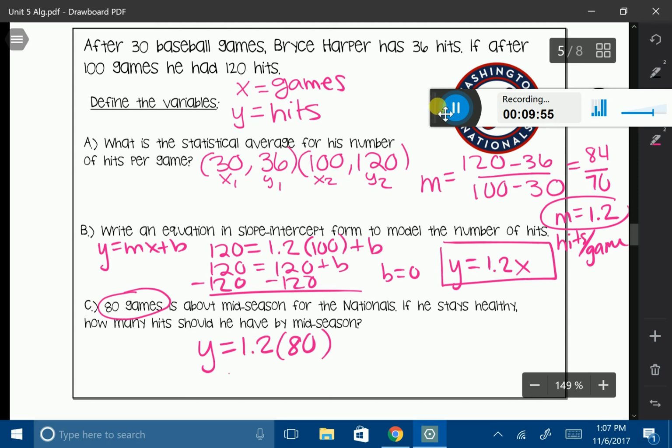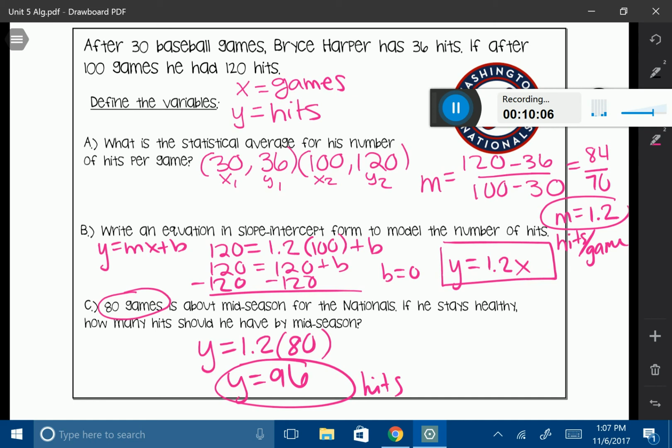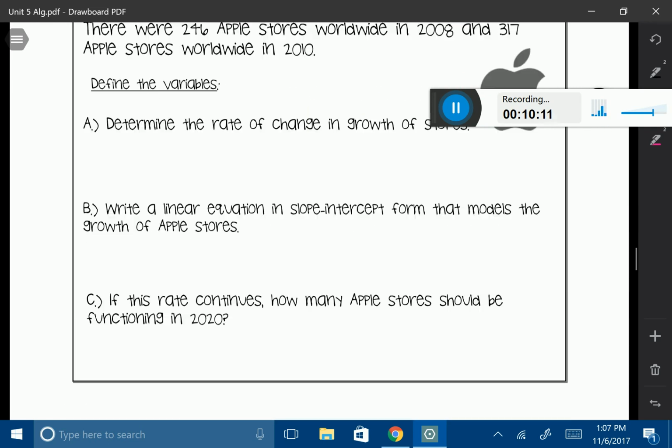And that will give us 96. So he should have 96 hits by mid-season if he stays healthy and is consistent at this same rate. All right, let's do one more problem that's an application problem.